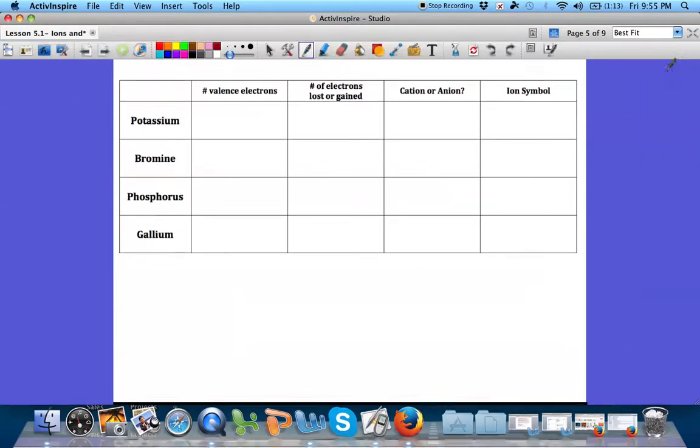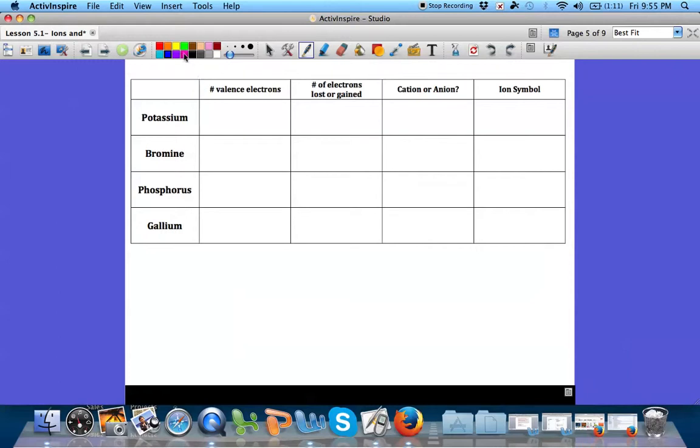So potassium is in the 1A column. It's going to have 1 valence electron. Bromine is in 7A, so it's going to have 7 valence electrons. Phosphorus is in the 5A column, so it's going to have 5 valence electrons. And gallium is in the 3A column, and it's going to have 3 valence electrons. So now we need to determine, is it going to lose or gain electrons in order to get to 8?